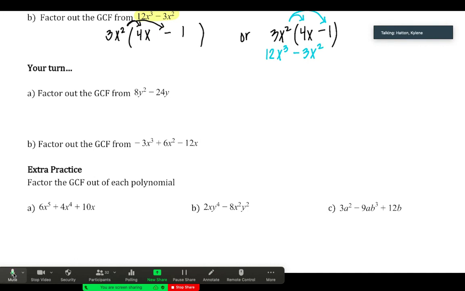Okay, so for A, factor out the GCF from 8y squared minus 24y. So the first thing we have to do is figure out the GCF between just the number part, the 8 and the negative 24. So between 8 and negative 24, one trick you can use if you are still feeling the desire to make a list to find the GCF, I would just start with making a list for the smaller number.